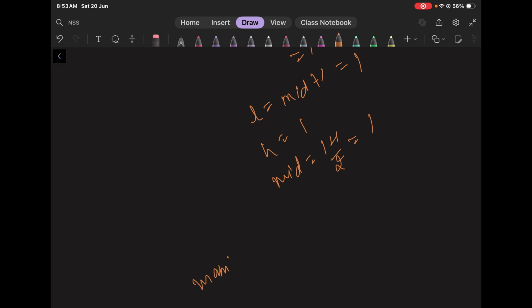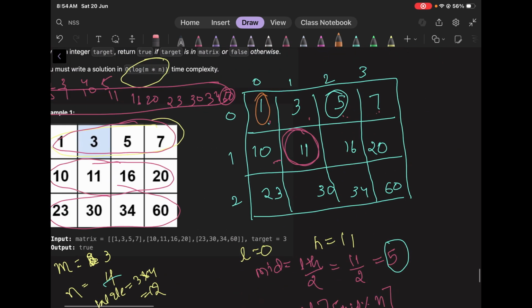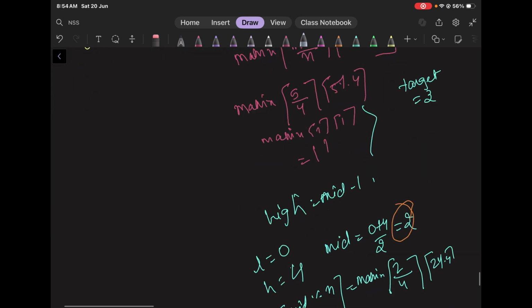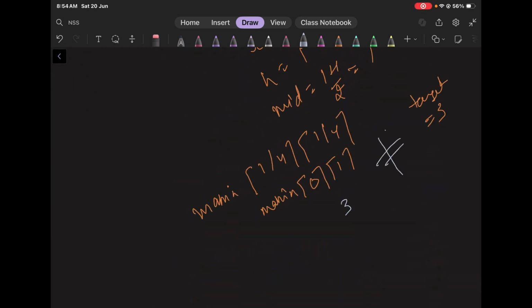So now I find the element. This is matrix of 1 by 4, and 1 modulo 4. This turns out to be 0 and 1, so matrix of 0 comma 1, which is 3. So in this case 3 is equal to target. So in that case I return true, since matrix of ij is equal to target.